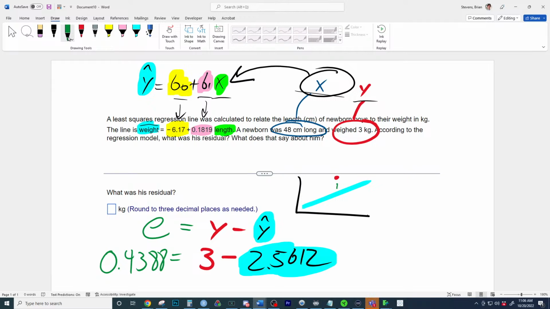Nice job. Awesome. Lindsay, great work. Lindsay, 2,000 points, awesome for hanging in here. Really good notation review, such a tiny problem. So that means this baby weighs more than it was predicted to weigh.